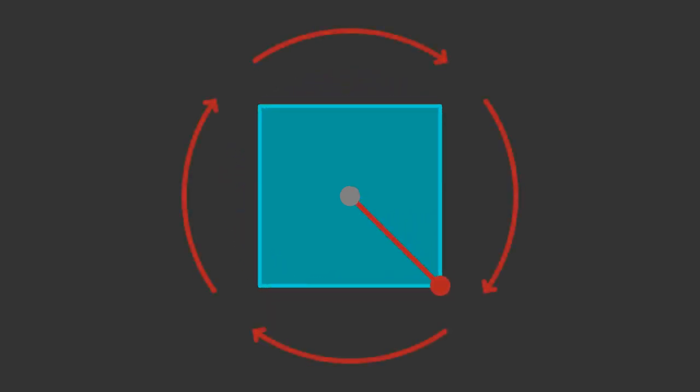A square has rotational symmetry of order 4. A square rotated by 90 degrees, or a 1/4 of a turn, maps onto itself. We can do this a second time, then a third time. The 4th time it is back where it started.